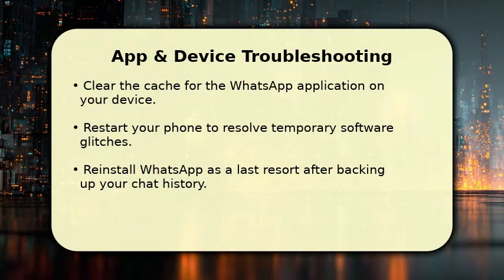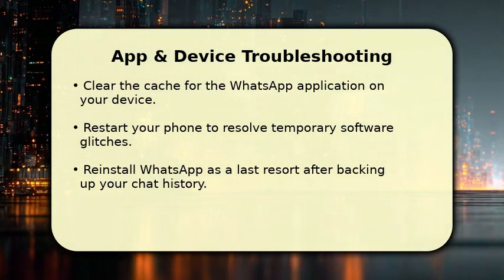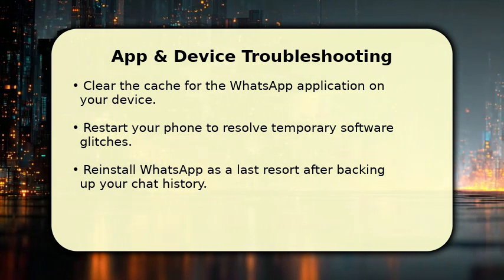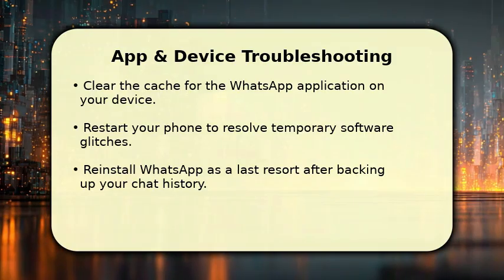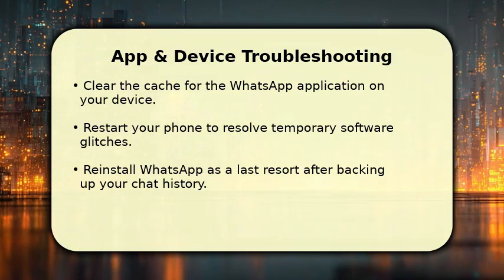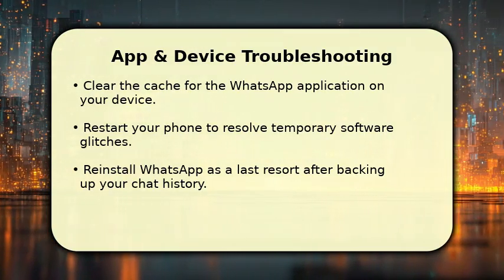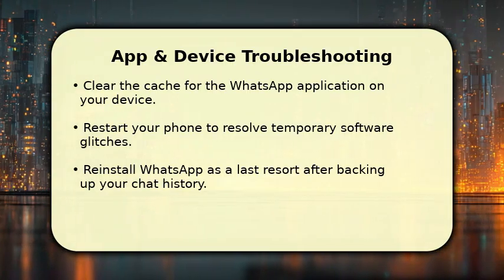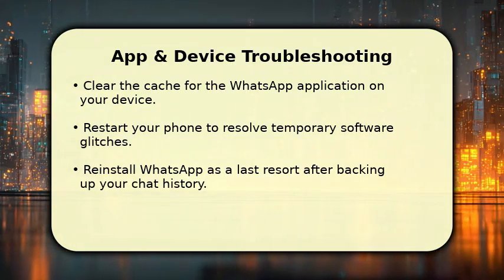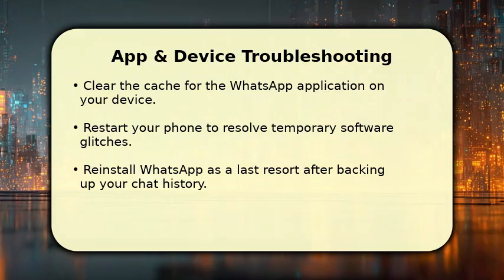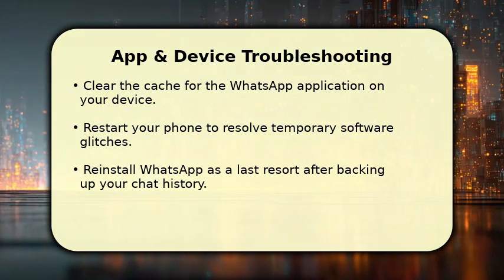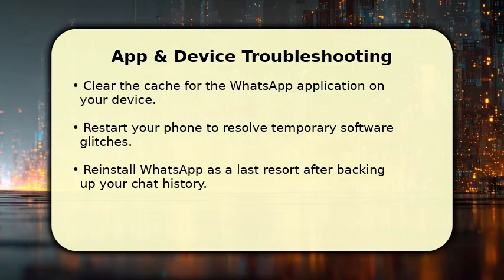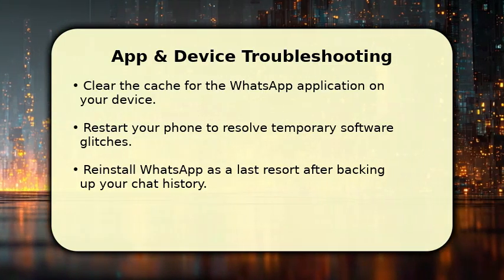If the problem persists, it might be a technical glitch on your end. Try clearing the cache for your WhatsApp application. On Android, go to your phone settings, then Apps, find WhatsApp, and select Clear Cache. For iPhone users, offloading the app can achieve a similar result. A simple restart of your phone can also resolve many temporary software issues. As a final step, after backing up your chat history, consider reinstalling WhatsApp to ensure a fresh installation.